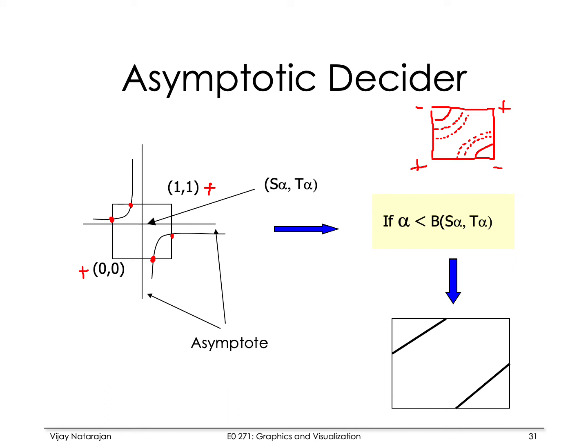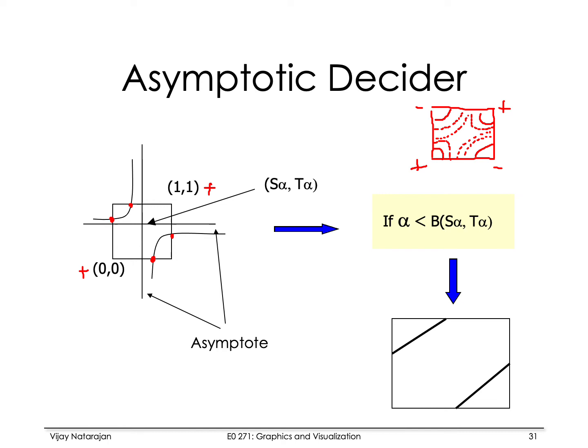Once they meet, so once you hit the so-called saddle value, then again you have two components, but now the isocontour gets connected like that, and then leaves the box.